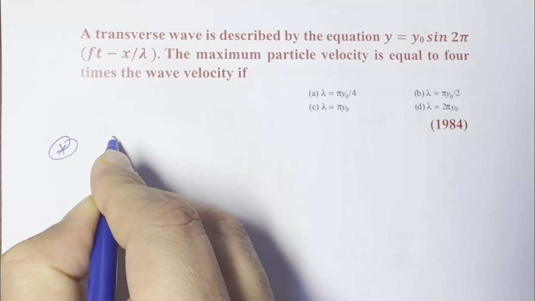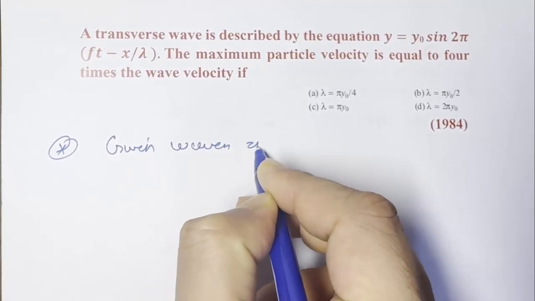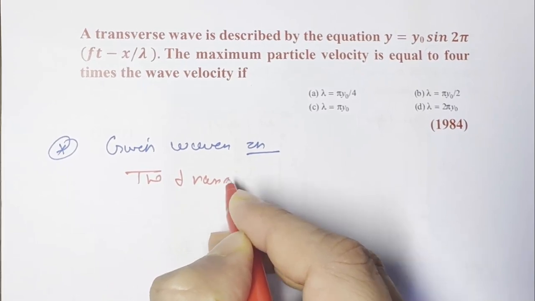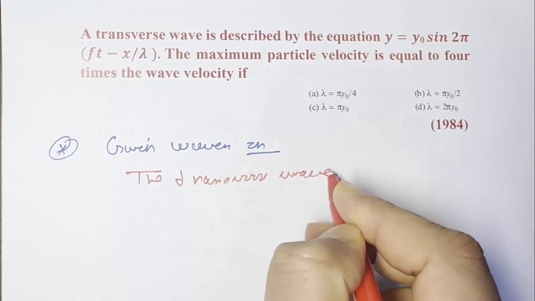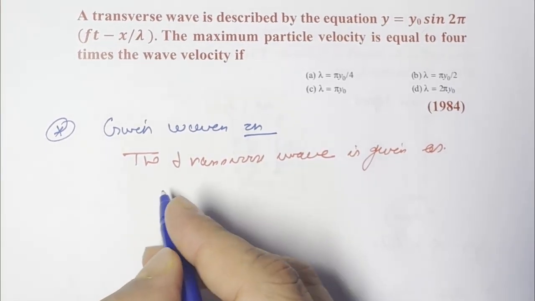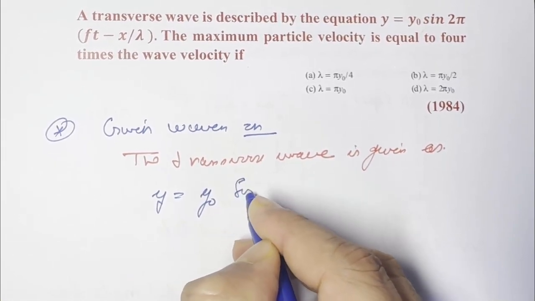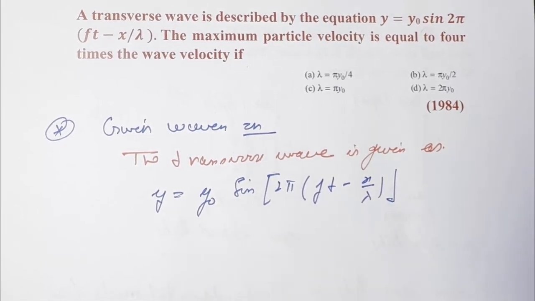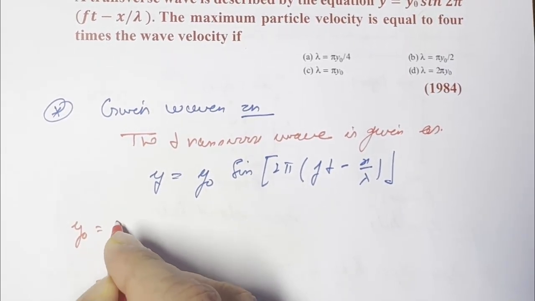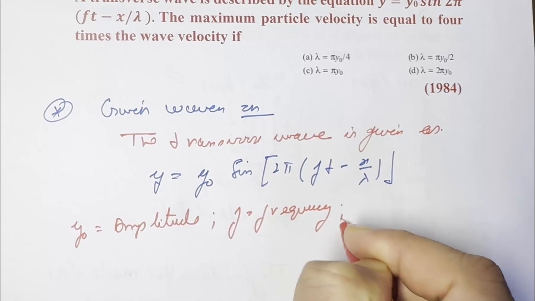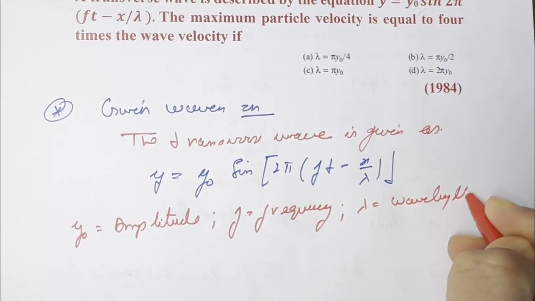So we say the given wave equation, the transverse wave, is given as y is equal to y naught sine of 2 pi (ft minus x upon lambda), where y naught is the amplitude, f is the frequency, and lambda is the wavelength.